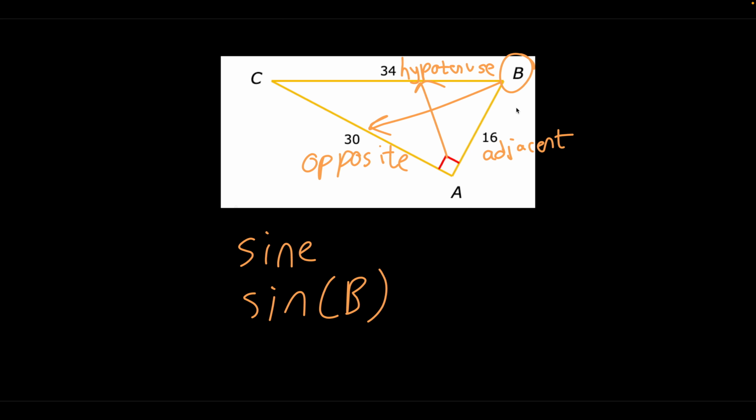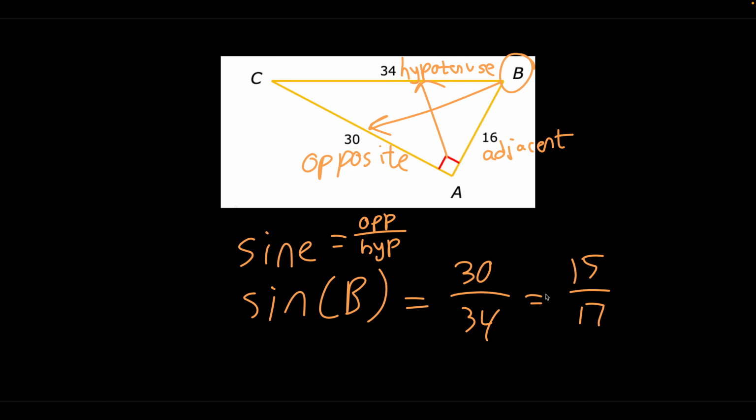So the definition of sine: sine is the opposite side over the hypotenuse, always. So the sine of angle B is the opposite side, 30, over the hypotenuse side, which is 34. This can be reduced by 2, which leaves you with 15 over 17 as your final answer.